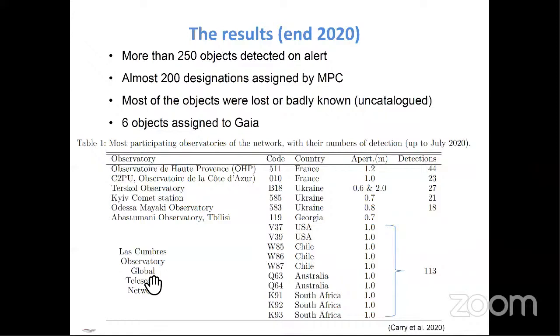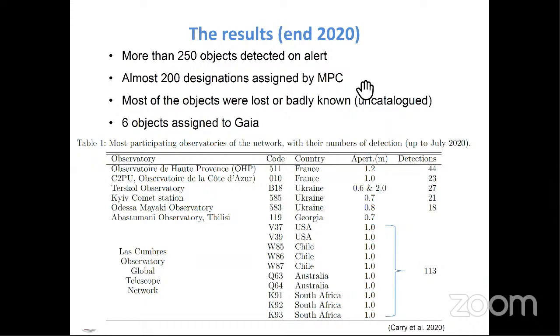We caught 2,050 objects detected on Alert. And we saw, after sending them to the Minor Planet Center, that most of the objects, in fact, were in the archive of the Minor Planet Center, awaiting more precise observation to be in the Astorb database. So almost 200 of these objects have been assigned a designation by the Minor Planet Center.